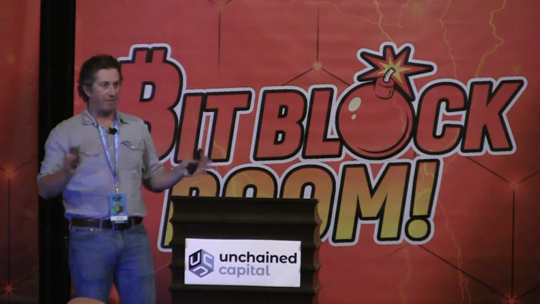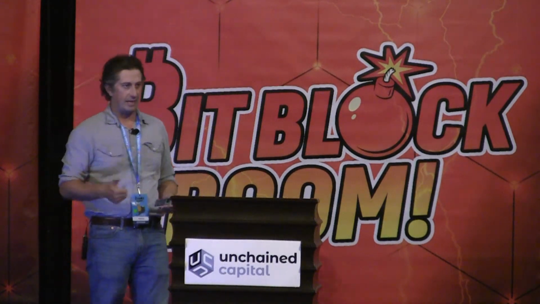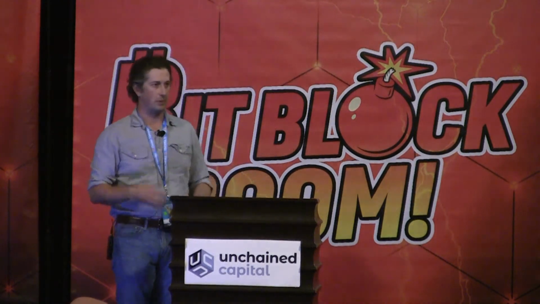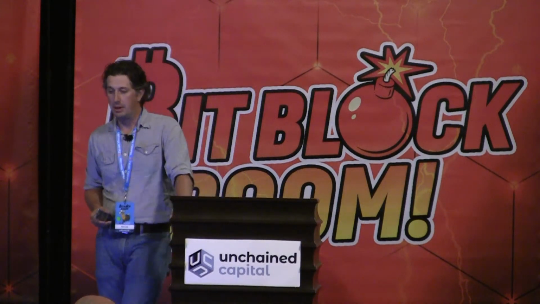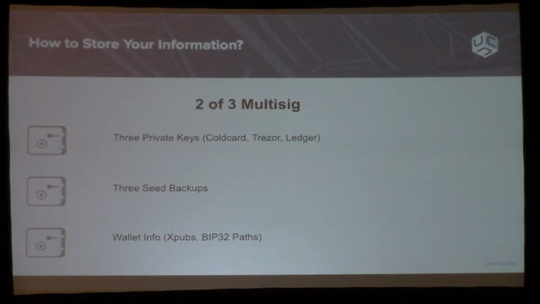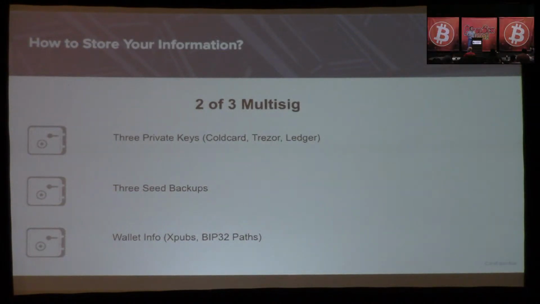Now, with that information we just talked about, private keys and this wallet information, which includes BIP32 paths and XPubs, you have to store this information. This is one of the things that I think people get hung up on the most. When you compare this to a single sig situation, most of you have probably, according to the poll, moved over to a Trezor or a Coldcard or a Ledger.